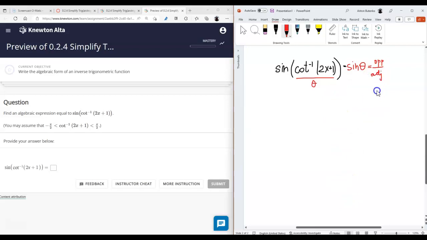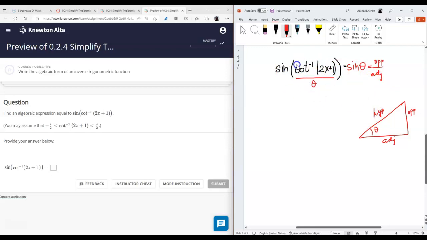Now, in order for us to understand what is opposite and what is adjacent, we have to have a triangle. So in this triangle, this is theta. This is going to be my opposite side. This will be my adjacent side, and this will be my hypotenuse. Right? So as long as we have some sort of triangle that represents theta, then we can figure out the answer. Now, where do we get this triangle from?